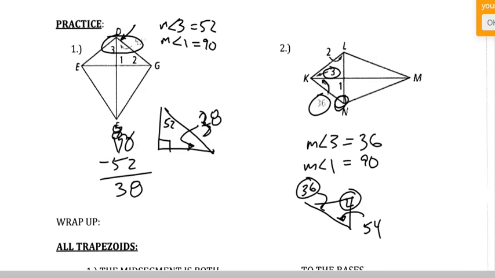Now, if this one is 54, then what's this one over here going to be? 54 degrees as well. That could also be thought of as the base angles theorem, because we knew that that's congruent to that, so the base angles would be congruent.